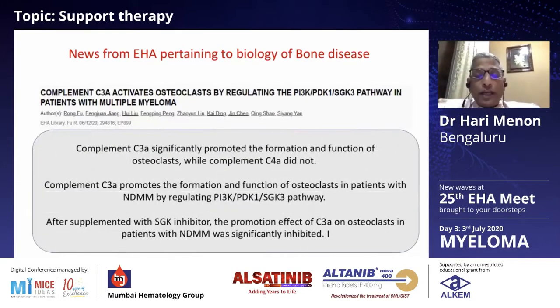So the gist of the study was that there is an increased C3a and C4a activity in myeloma, and the complement C3a is significantly promoting formation and function of osteoclasts, while the complement C4a does not. And there is alteration in this ratio. So the complement C3a promotes the formation and function of osteoclasts in patients with newly diagnosed myeloma by regulating mainly the PI3 kinase, PDK1 and SGK3 pathway.